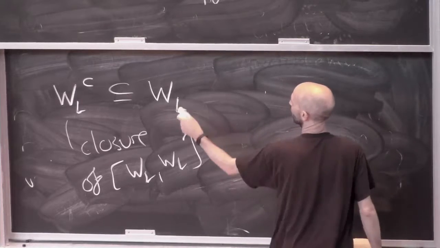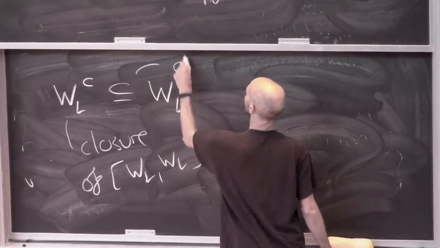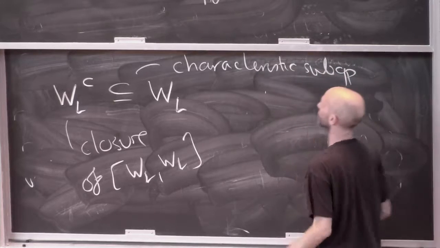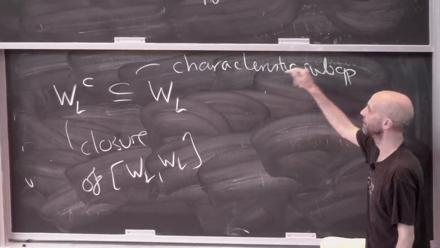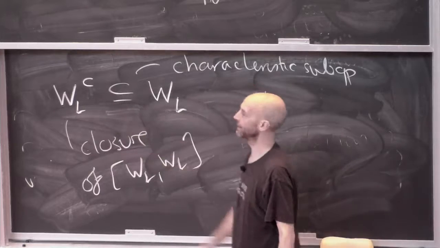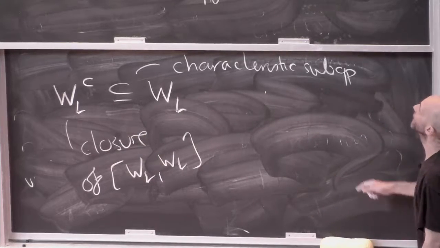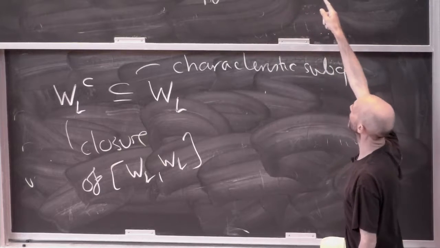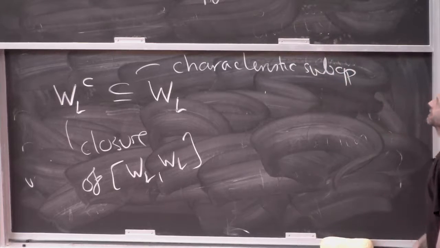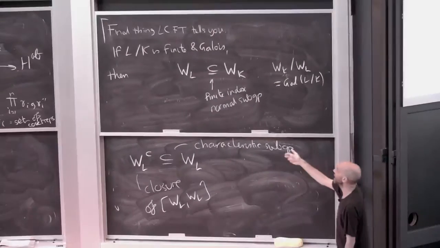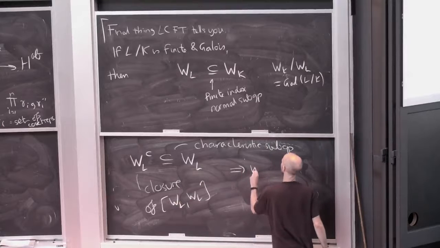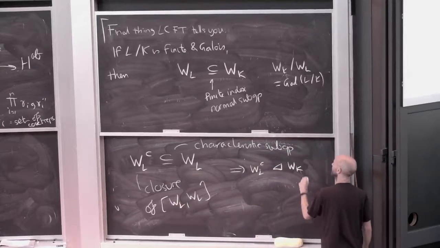And so this is a characteristic subgroup. If I've got an arbitrary automorphism of W_L, maybe not even an inner automorphism, an arbitrary group automorphism of W_L, it will send W_L^c to itself, because W_L^c is defined in such a canonical way. W_L is a normal subgroup of W_K, so if I take an element of W_K, I can conjugate W_L by this element. That sends W_L to itself. It might not be inner, but it is an automorphism, so it will send W_L^c to itself as well. And so that means that W_L^c is actually a normal subgroup of W_K.